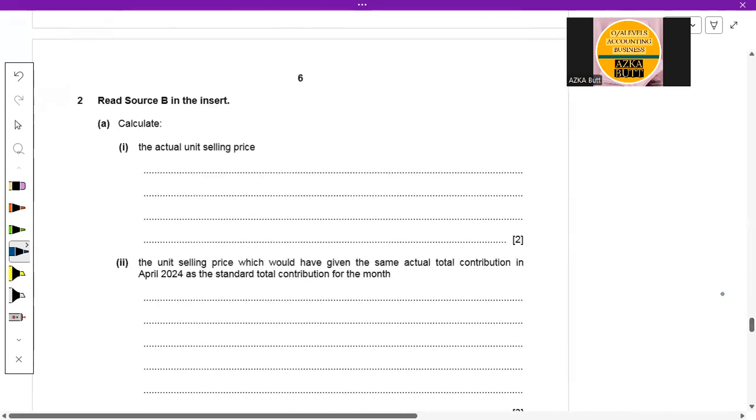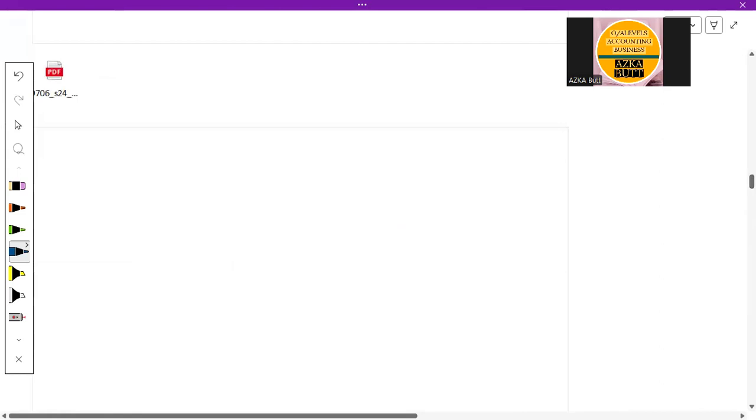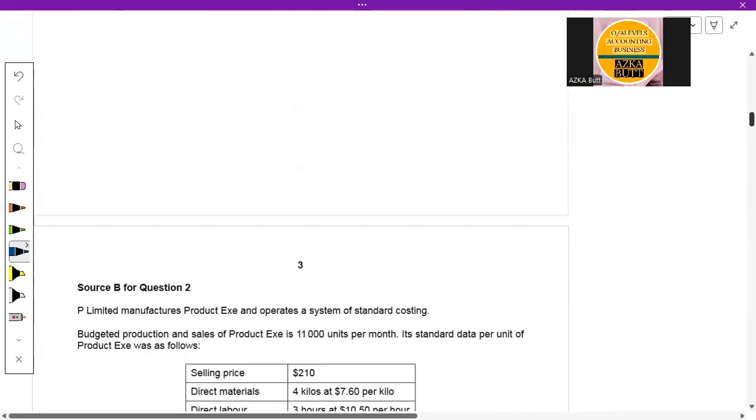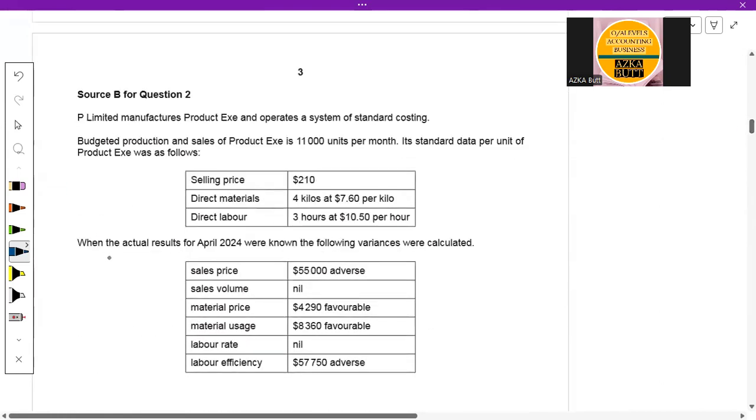Okay, so we have question number 2. Before reaching question number 2, we have to read the source. The source is that for question number 2, P Limited manufactures a product X and operates a system of standard costing. Budgeted production and sales of product X is 11,000 units per month, and its standard data per unit of product X was as follows.